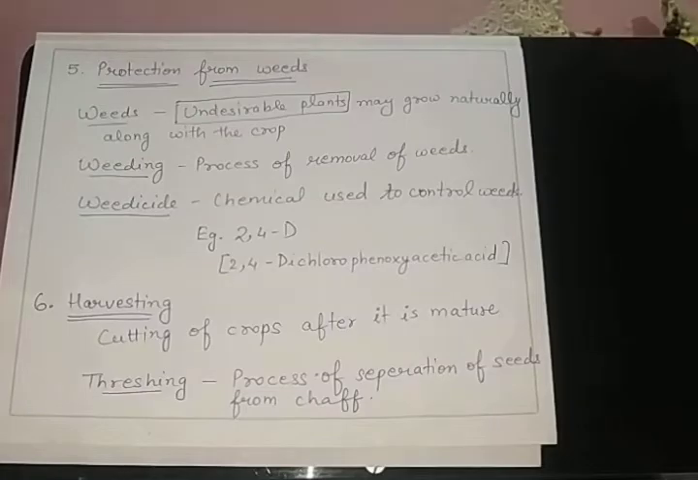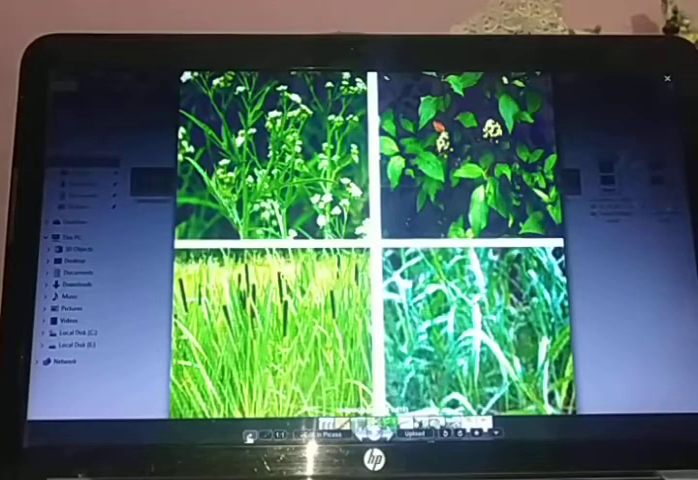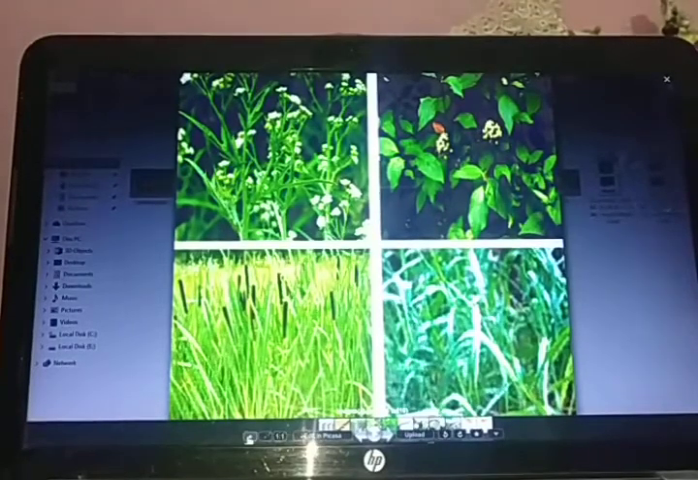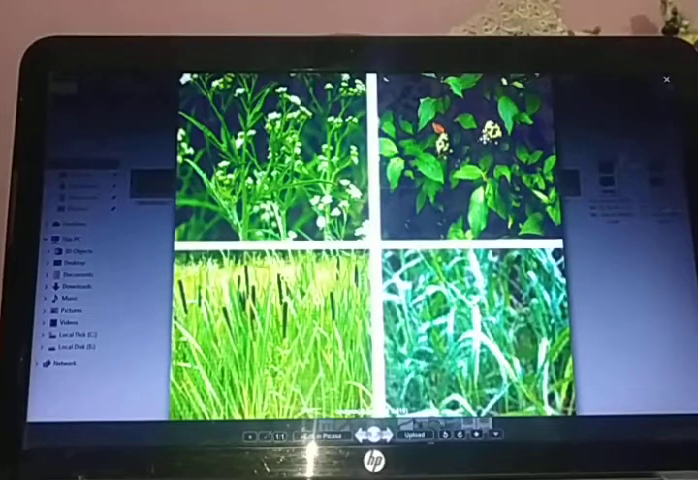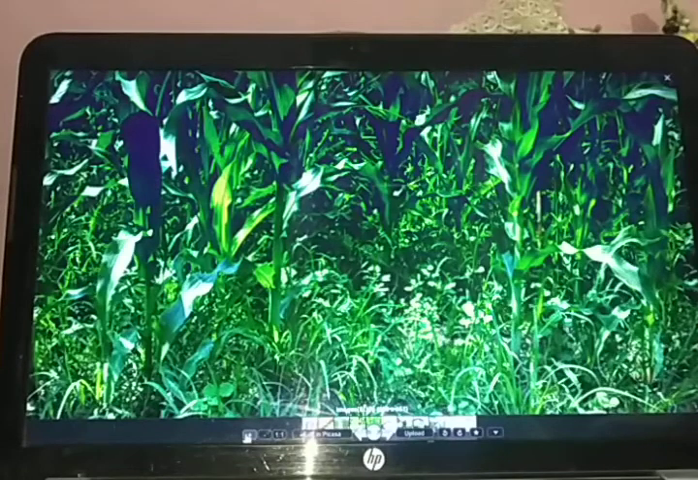Can you see it here on the screen? You would have seen this grass around your home, in the parks or anywhere like this. These are also plants that grow naturally along with any type of plant. So these are the weeds.